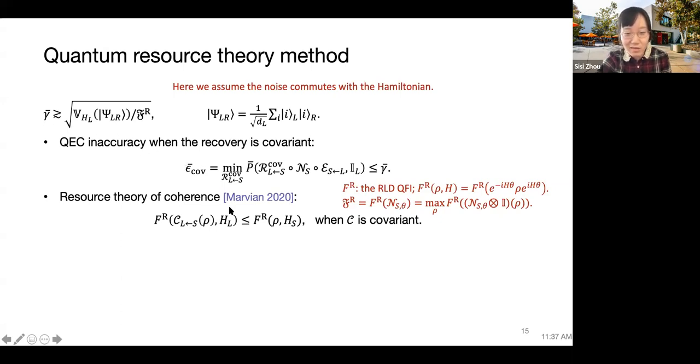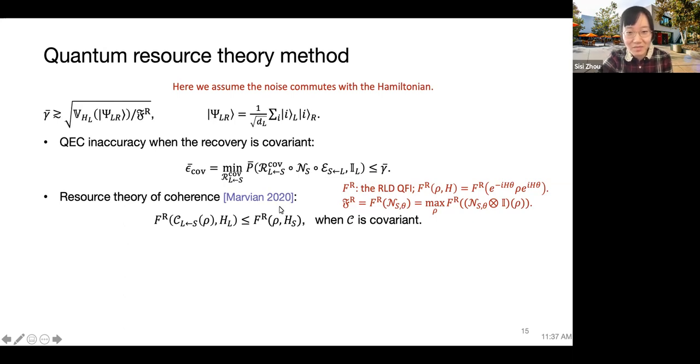So okay, I'm just going to be a little bit more specific here. The coherence measure here is FR, and it is actually the RLD QFI. So it is not the traditional QFI, but a different type of QFI. And it satisfies this monotonicity condition. And this curly F here is basically the channel QFI of this noisy physical Hamiltonian evolution and S theta here.